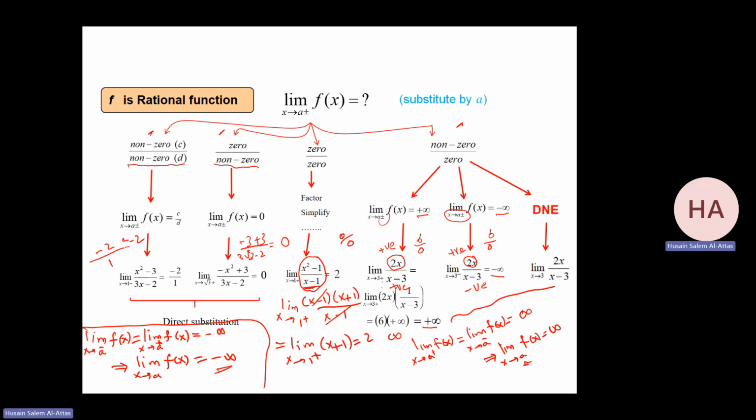However, if one is going to infinity and the other to minus infinity, we say the limit does not exist. I cannot say it's infinity or minus infinity. I must say does not exist. So if right and left agree, either infinity or minus infinity, then the limit as x goes to a will go to the same thing. But if they don't agree, one is infinity and the other is minus infinity, the limit as x goes to a will be does not exist.